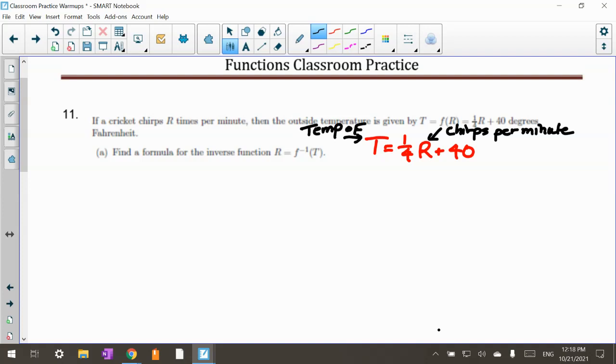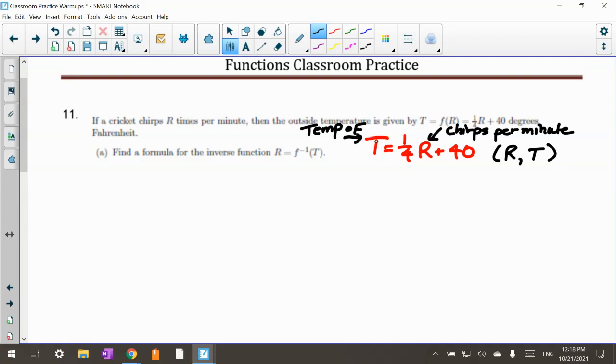So I've labeled it. Now, if I was going to make a point, my point would be (R, T), because in this formula, my input is the chirps. So I can put the chirps in here, and I can tell you what the temperature is outside. They have something to do with each other. There's a relationship between the two.